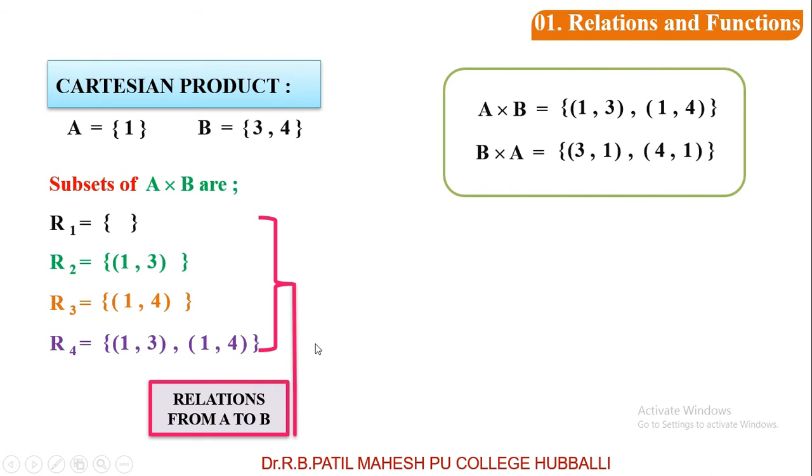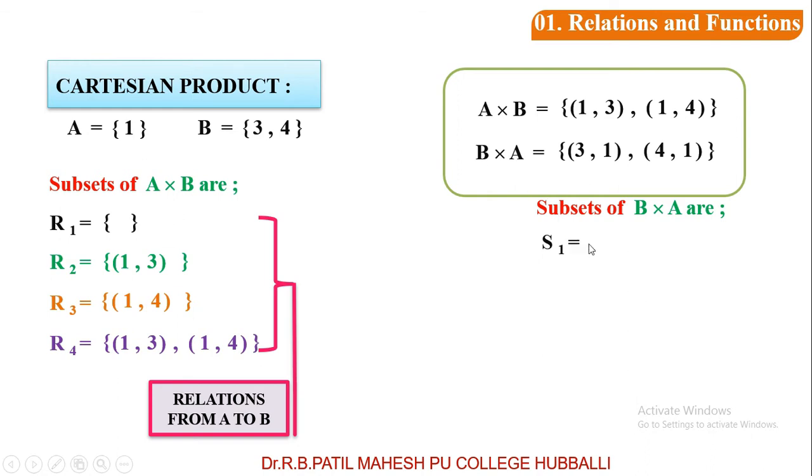called relations from A to B. Then what do you mean by relation? A subset of A cross B is a relation from A to B. Now we have B cross A. Let us write the subsets of B cross A. I denote them as S1, S2, S3, S4. Your concentration should be on B cross A now.